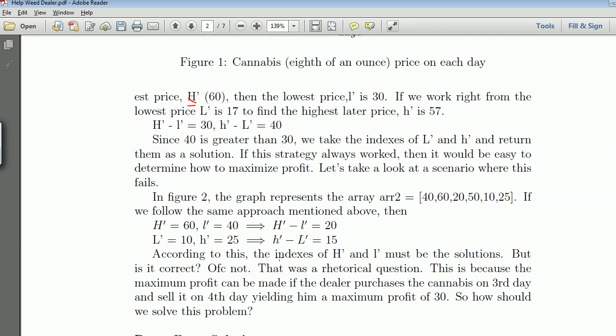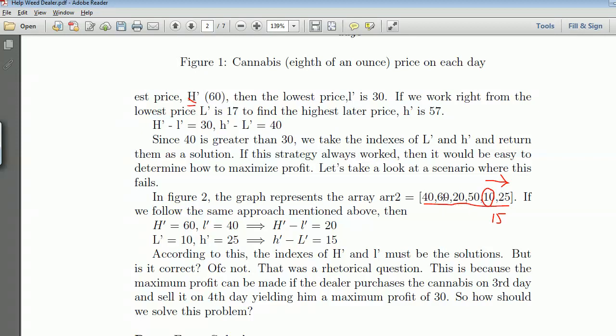According to this, let's take this array, okay. So let's use the solution that I just discussed. So we find the lowest price, okay, and go right and find the highest later price, which is 25 in this case. So the difference is 15.